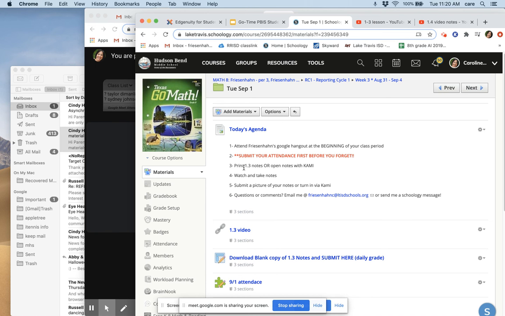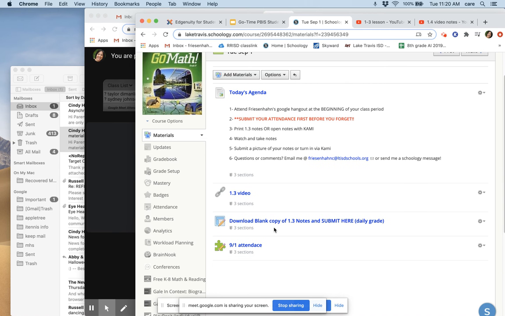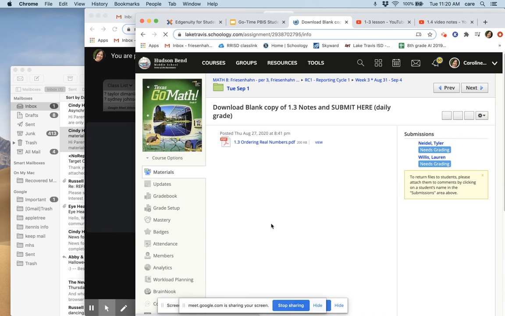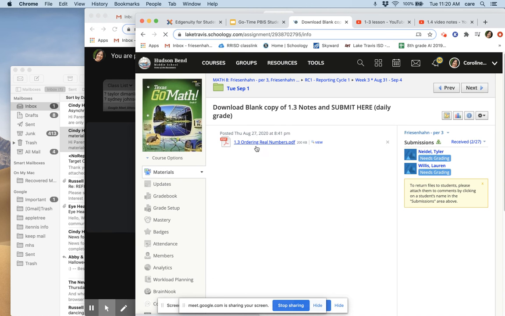Third, you're going to print the 1.3 notes or open your notes through Kami. Remember, they're right here. All of you are going to click that and download the blank copy of the notes. If you want, you can download it and print it, and then take a picture of it to submit it.